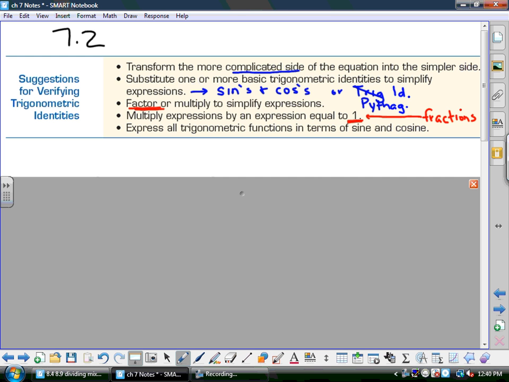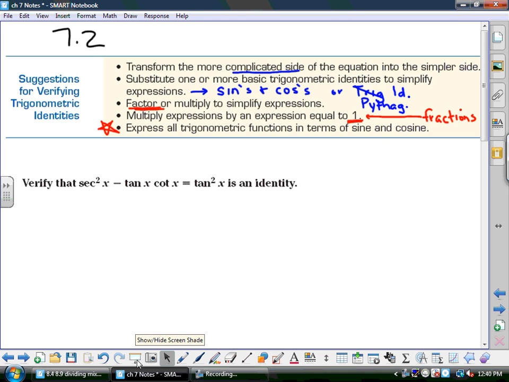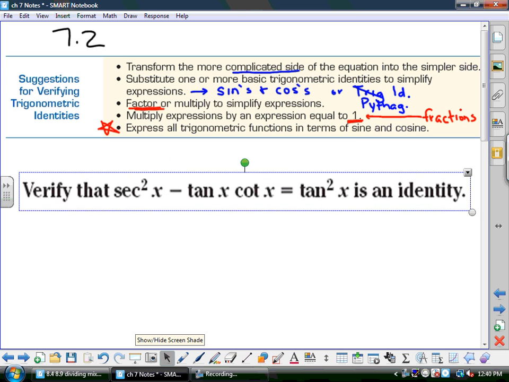Express all trig functions in terms of sines and cosines. That one's a very popular one that we're going to use a lot as we go through these. So these 7.2 notes are just like the 7.1 notes, except they give you the answer from the beginning. And here's what I mean. Here's an example.